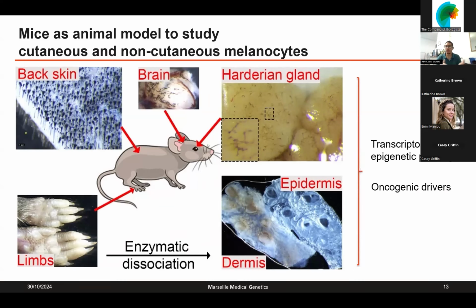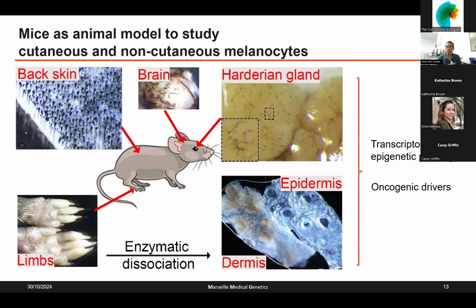Most of the biology that we know about melanocytes comes from studies done in the back skin, where you can find melanocytes. Really little attention has been paid to the melanocytes residing in the limbs area. We can use enzymatic dissociation to separate the epidermis and dermis. In both, we can find melanocytes.